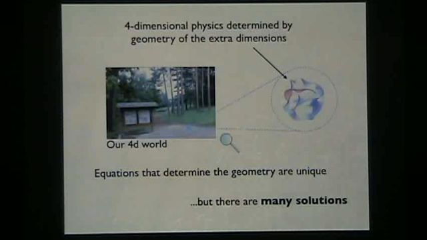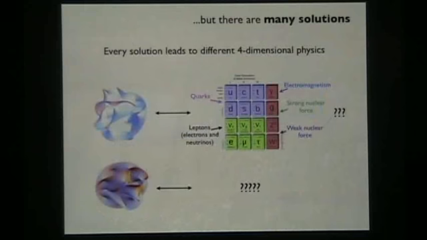So while string theory was a unique theory, it didn't have any parameters. The equations of the theory were unique. Those equations admit many, many, many solutions. And that was sort of the problem. These equations admit many solutions. So there's many different possible ways that the extra dimensions can look.